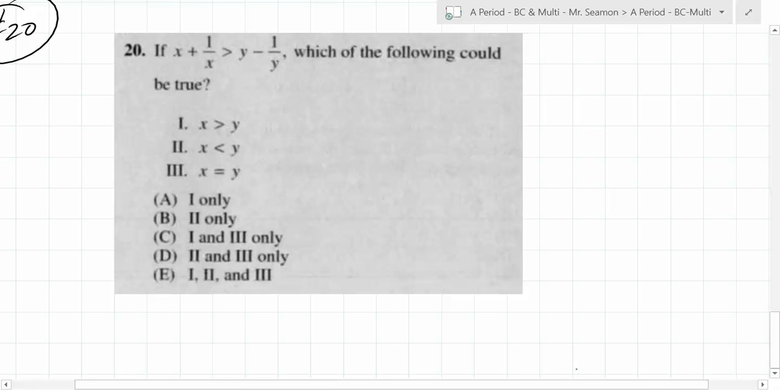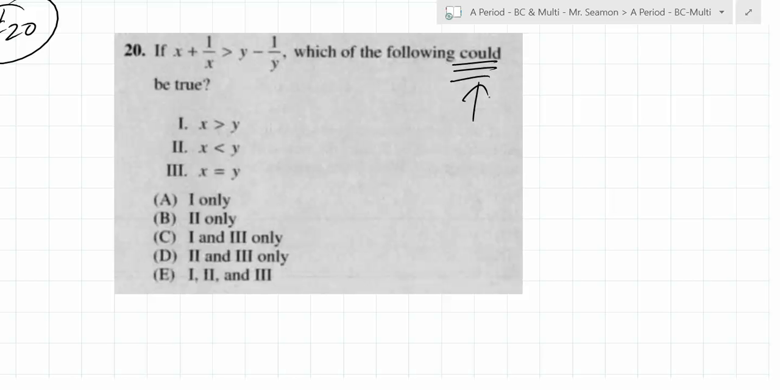What method do you need to use for something like this? Literally, the best way by far is to plug in numbers. I tried in my head to find some algebraic way to manipulate this, to say definitively which ones are true, but there's no good way to do that. You have to logic it out. Look what it says: could be true. Does it say always true? That would make it way, way harder.